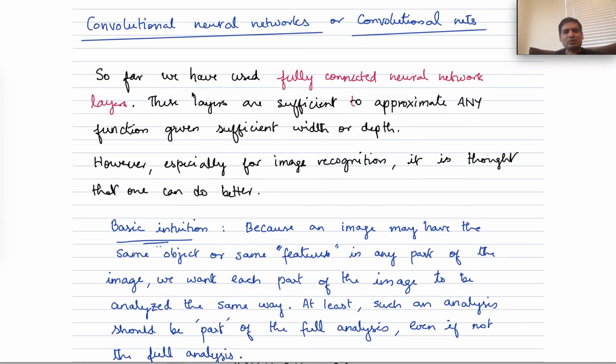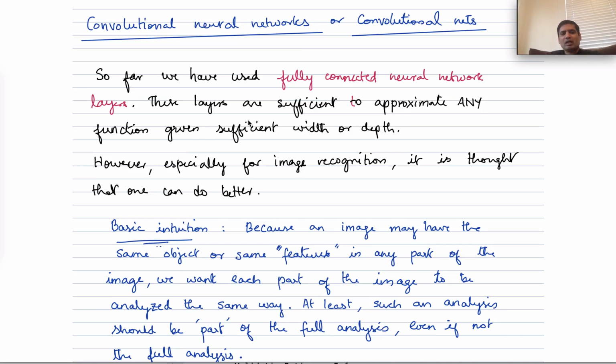Okay, let's jump into it. So far, we've used fully connected neural network layers. We had a bunch of neurons, another bunch of neurons, and usually these things were fully connected. In other words, every neuron here is connected to every neuron on the next layer. And if we have sufficiently wide, fully connected neural networks, of course, they're sufficient to approximate any function, given sufficient depth or sufficient width of the neural networks.